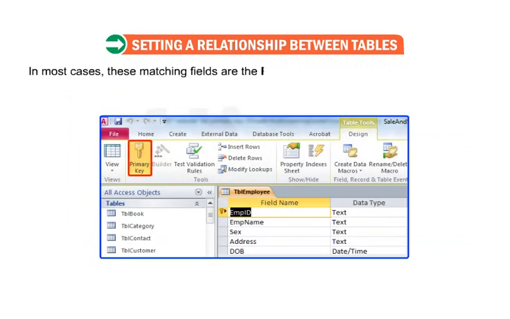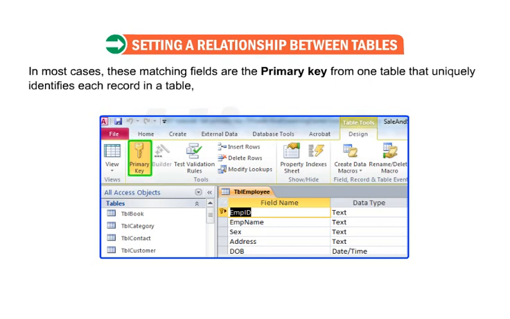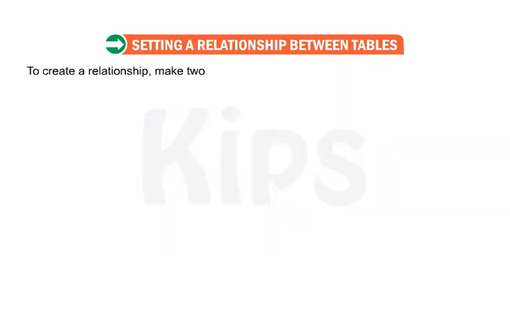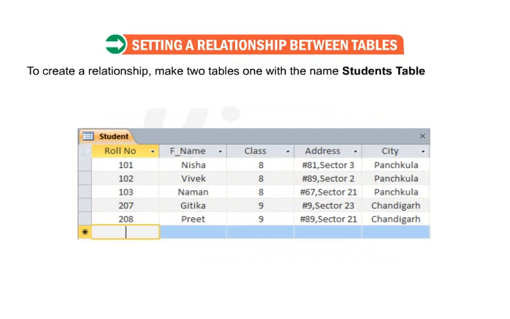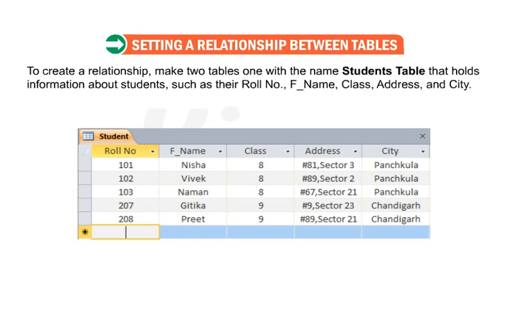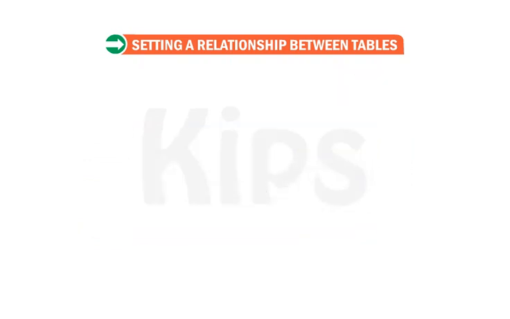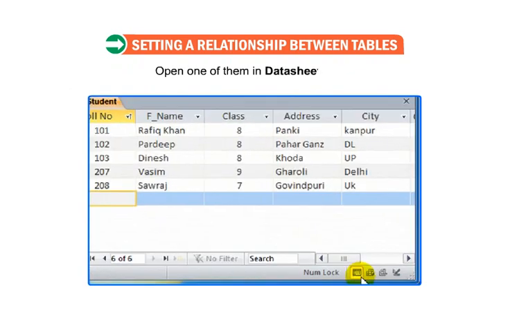In most cases, these matching fields are the primary key from one table that uniquely identifies each record in a table and a foreign key in the other table. A foreign key is a value in one table that must match the primary key of another table. To create a relationship, make 2 tables, one with the name students table that holds information about students such as their roll number, first name, class, address, and city, and the other with the name marks table that holds the information about the student's roll number, percentage, and grade.